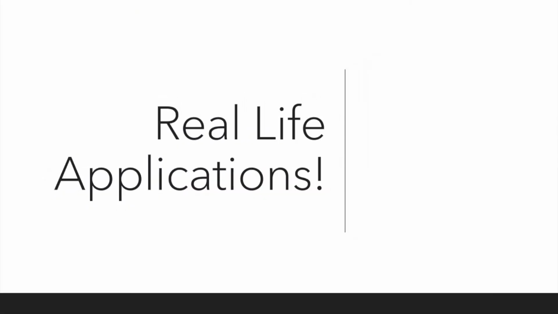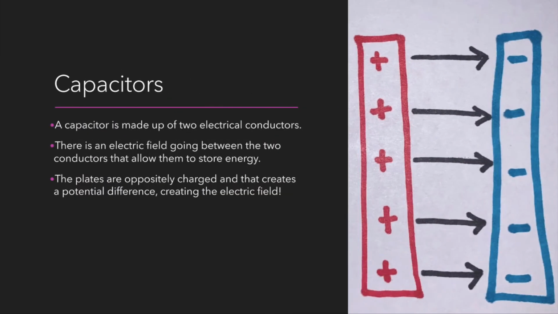Now we are going to talk about some real-life applications of conductors in electric fields. Our first example are capacitors. A capacitor is made up of 2 electrical conductors. There is an electric field going between the 2 conductors that allow them to store energy. The plates are oppositely charged, and that creates a potential difference, creating the electric field. If the 2 plates weren't conductors, then the whole system would not work.